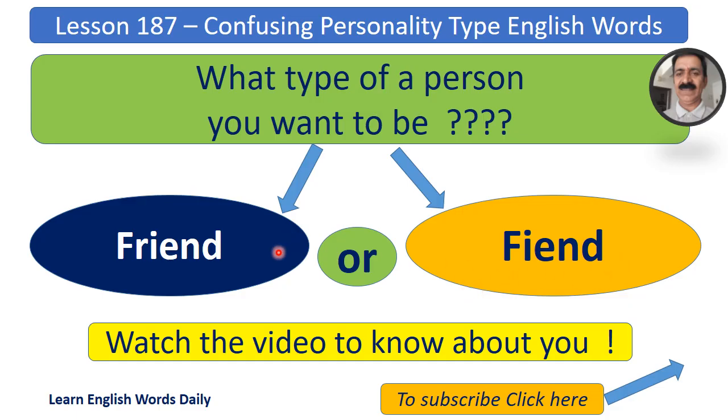So, based upon these two words, I am asking you the question, what type of a person you want to be? Let us proceed further and try to learn the actual meanings and how these two words are used in sentence formation. Then you decide what type of a person you want to be, a friend or a fiend.